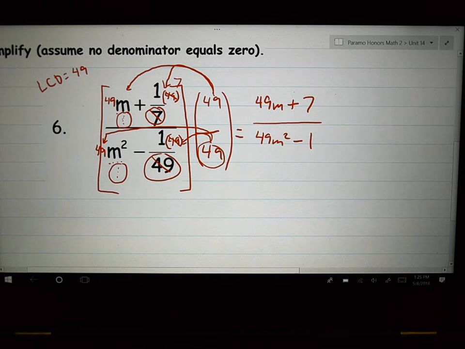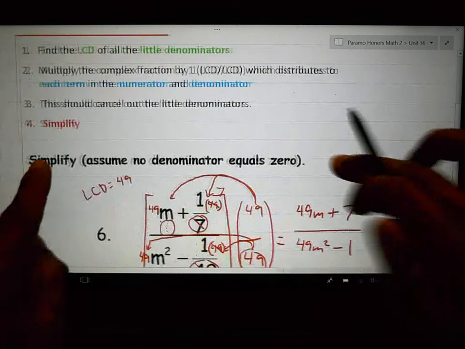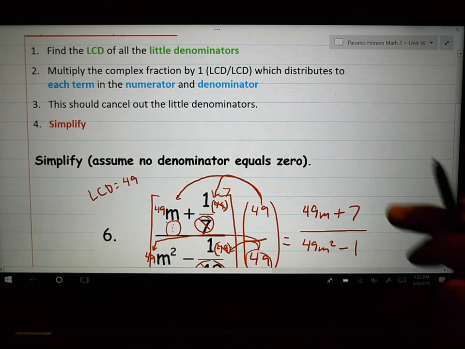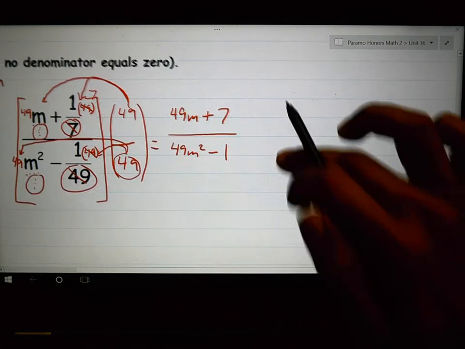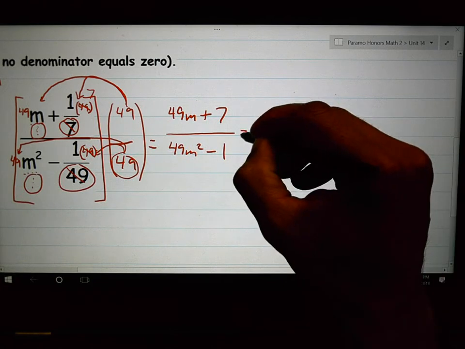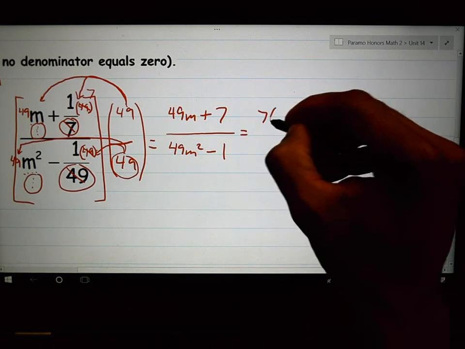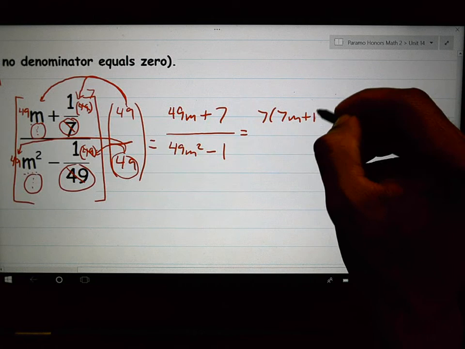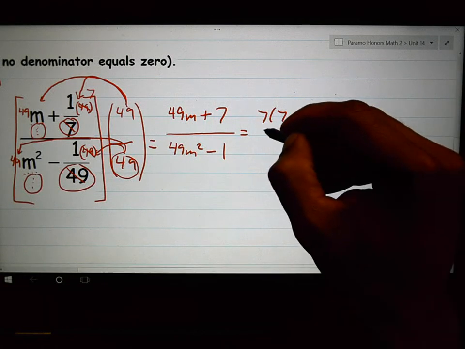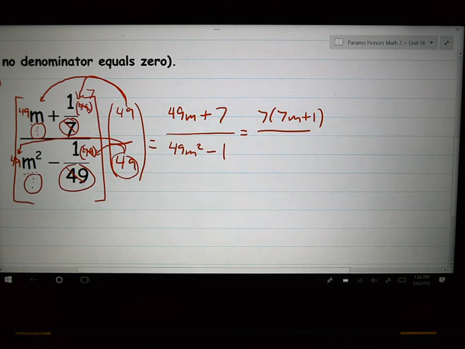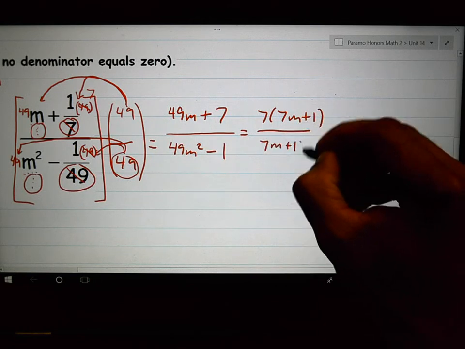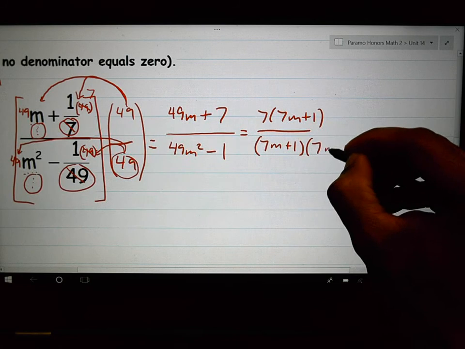Now we can jump to step number 4, which is simplify the problem. All we have left to do is look for, is there a GCF? I see a GCF in the numerator. In the denominator, I see a difference of squares. I see 7m plus 1 times 7m minus 1.